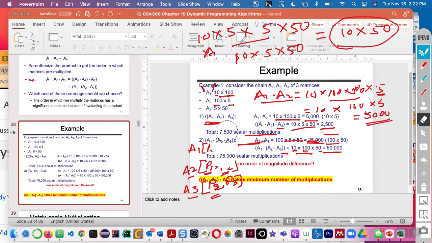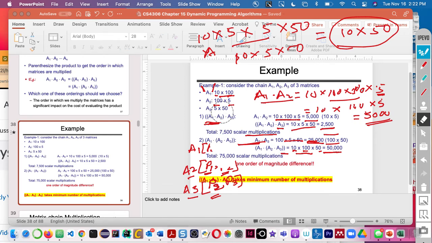So why should we select this one? We should go this way, right? Although the other will give us the same result, we should not go that way. In order to develop an efficient algorithm or efficient program, we will follow this way. We will multiply A1 with A2 first, then the result will go with A3. Everyone understand, right?